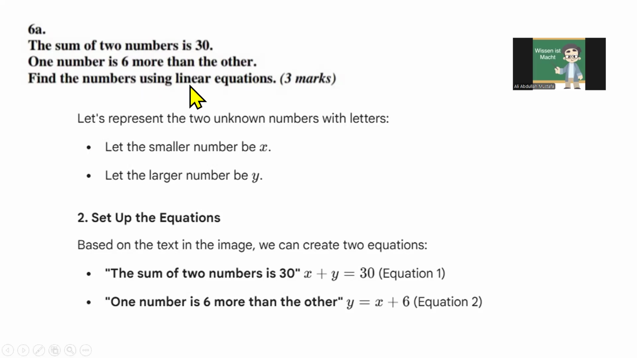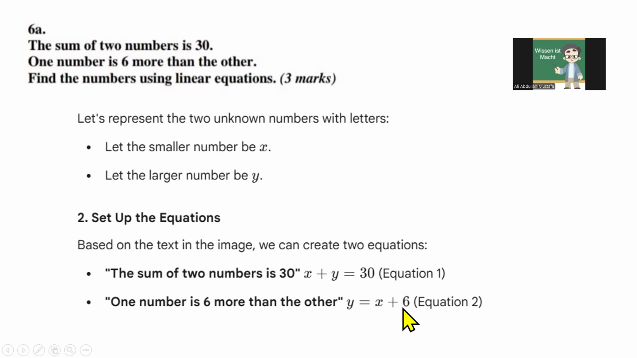And find the numbers using the linear equations and set up an equation. How do you do this equation and so on? So let the small number be... we're speaking about two numbers. Let's say one of the numbers is x, the second number is y. So the sum of two numbers, which is x and y, is equal to 30. In this way, I make my first equation, x plus y equals 30.